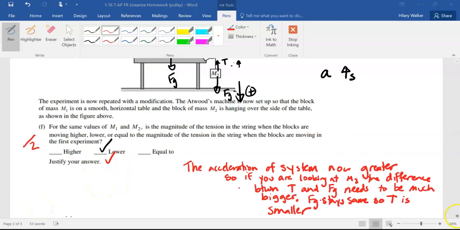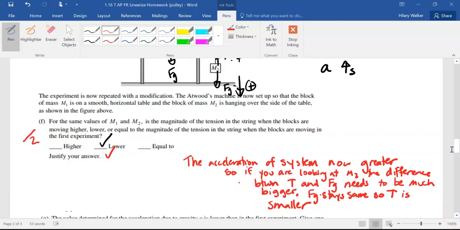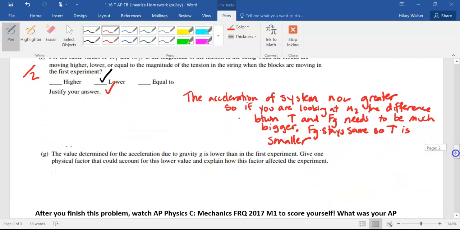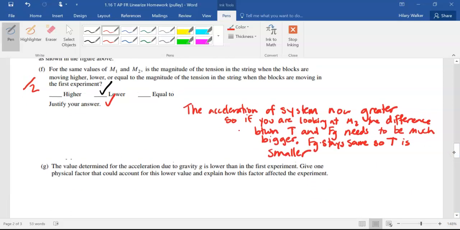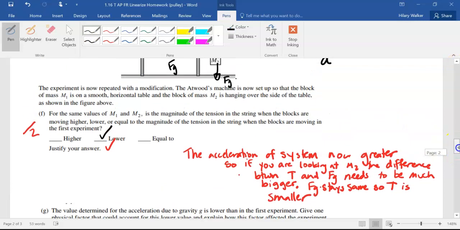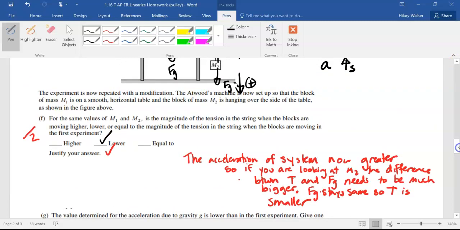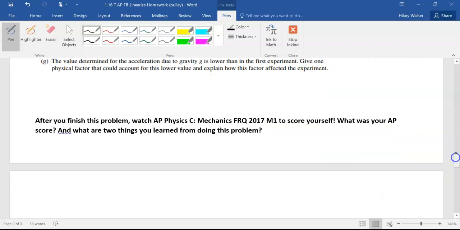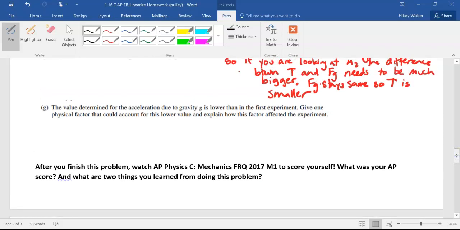Okay, so let's go ahead and look at the last little part right here, part G. The value determined for the acceleration due to gravity is lower than in the first experiment. Give one physical account that could factor for this lower value and explain how this factor affected the experiment. Okay, so realistically, it says M1 is on a smooth horizontal table, but realistically, there is going to be a little bit of friction involved. So if there's some friction, that will make acceleration decrease.